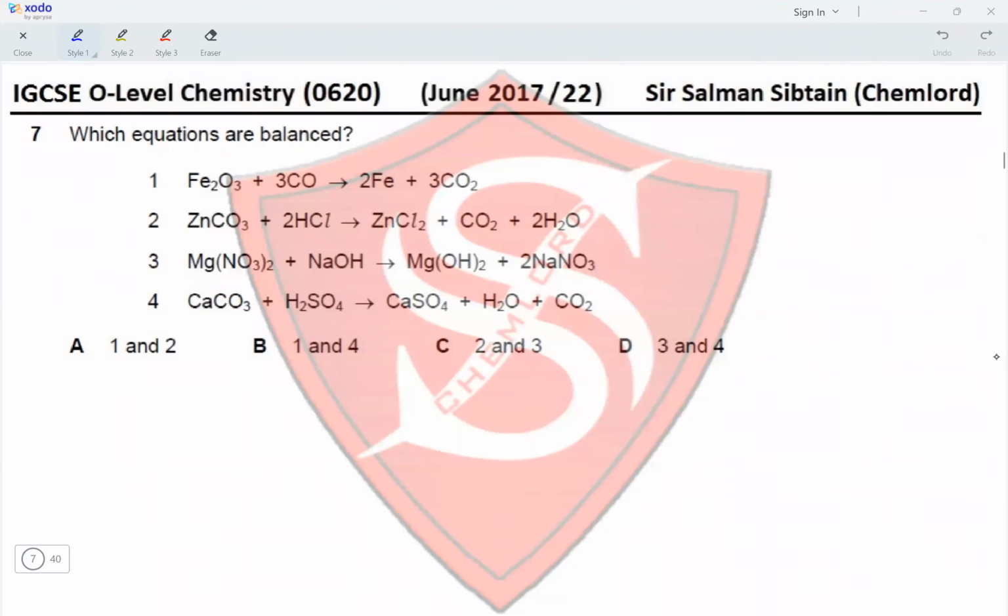Question 7. Which equations are balanced? So equation 1 has 2 iron on the left and 2 iron on the right. It has 6 oxygen on the left and 6 oxygen on the right. It has 3 carbon on the left and 3 carbon on the right. So equation 1 is balanced.